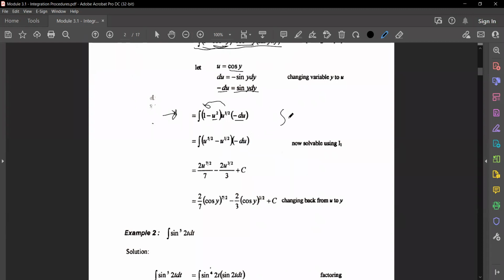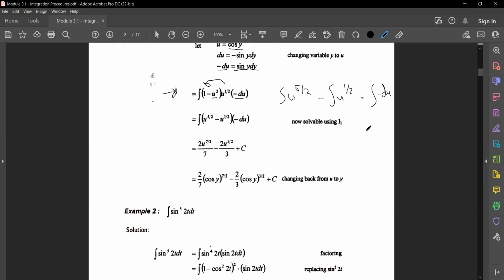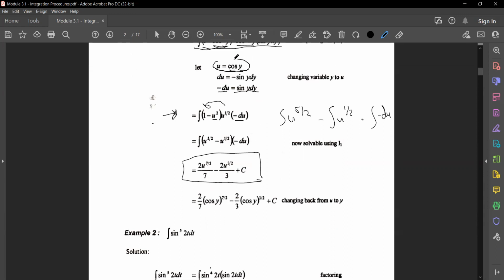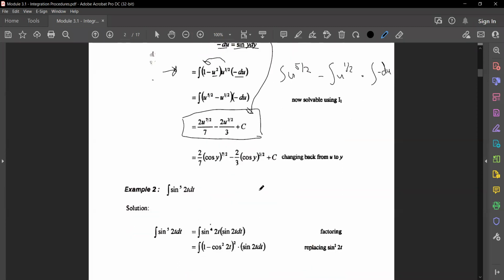This is integral of u raised to 5/2. And this is minus integral of u raised to 1/2. Ayan. Multiplied by integral of negative du. Ayan. Then once na integrate na natin, you will now have a new format, and then substitute natin balik natin yung value ng u dito. So now you will have 2/7 cosine y raised to 7/2 minus 2/3 cosine y 3/2 plus c. So the same process, and then okay, so next, we have this example.